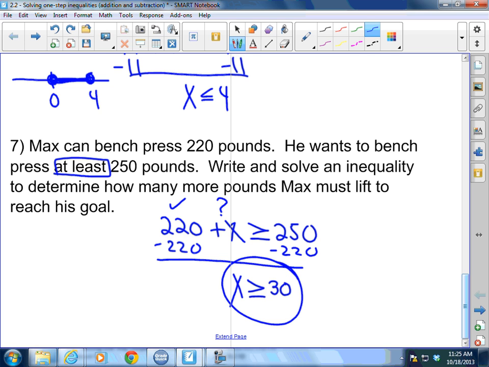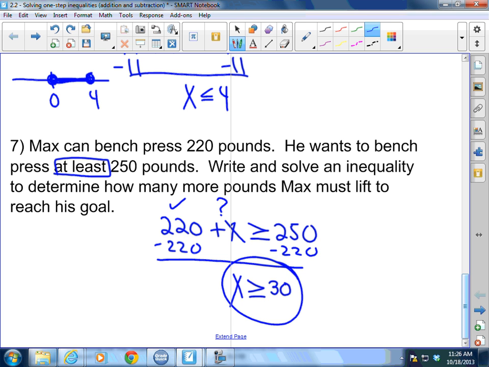So you were kind of right. 30 is one of the solutions. But what if I increase by 70 pounds? Now I'm over 250, right? Because he wants to bench at least 250. Does that make sense, my man? Promise, everybody? Okay.